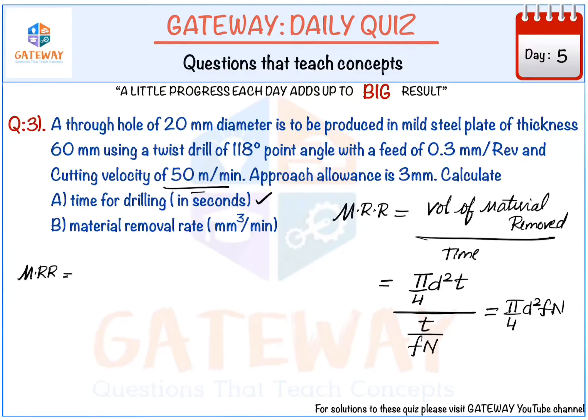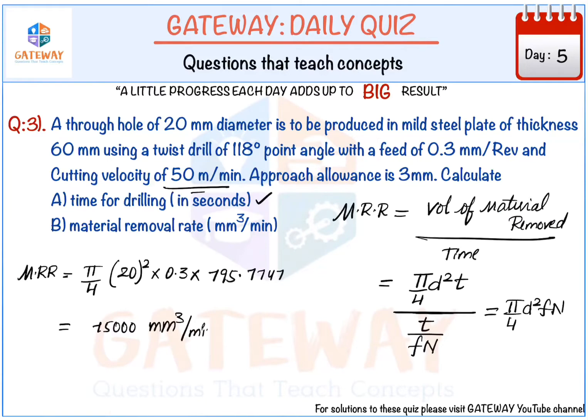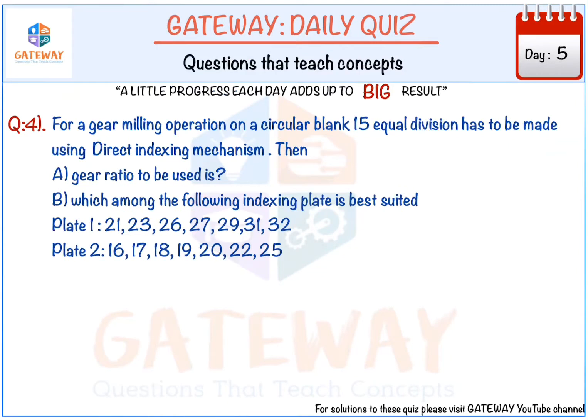So therefore MRR is equal to pi by 4 into D, which is given as 20 mm, 20 square, into F, which is 0.3 mm per revolution, into the value of N, 795.7747 rpm. So we will get the final MRR as 75,000 mm cube per minute. Since rpm is revolution per minute, the final answer will be in mm cube per minute. So the next answer was also obtained, material removal rate. So we will enter the next question.